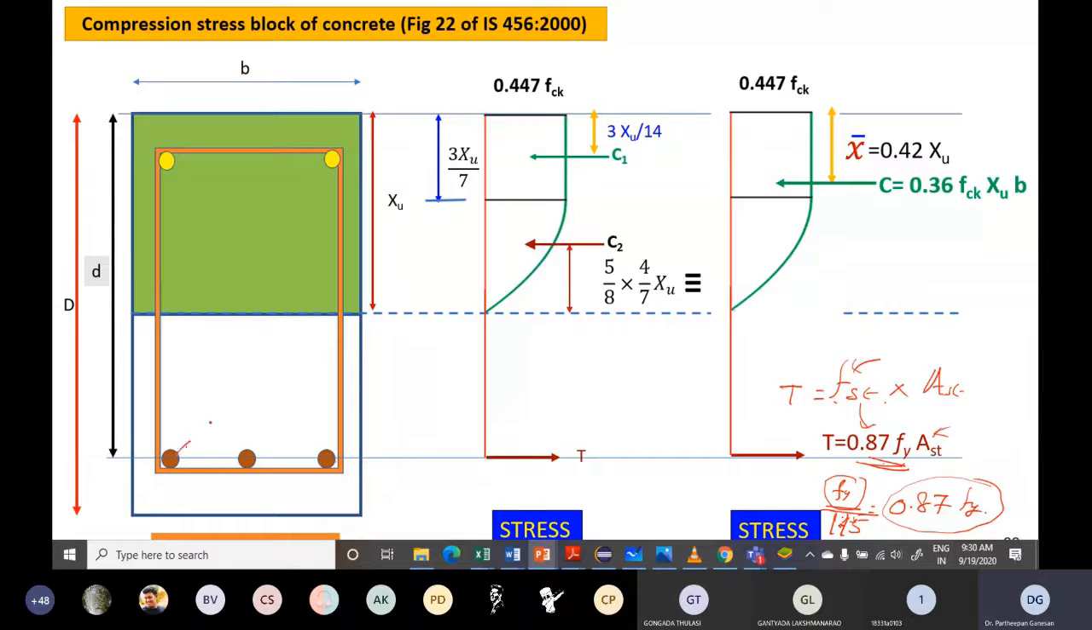For example, let us say these are all 20 mm diameter bars, 3 numbers. Then you will find Ast is equal to 3 into pi by 4, 20 squared, which comes to something like 942 square millimeters. So that is your Ast, the area of steel, multiplied by the stress in the steel, which gives you the total tensile force.